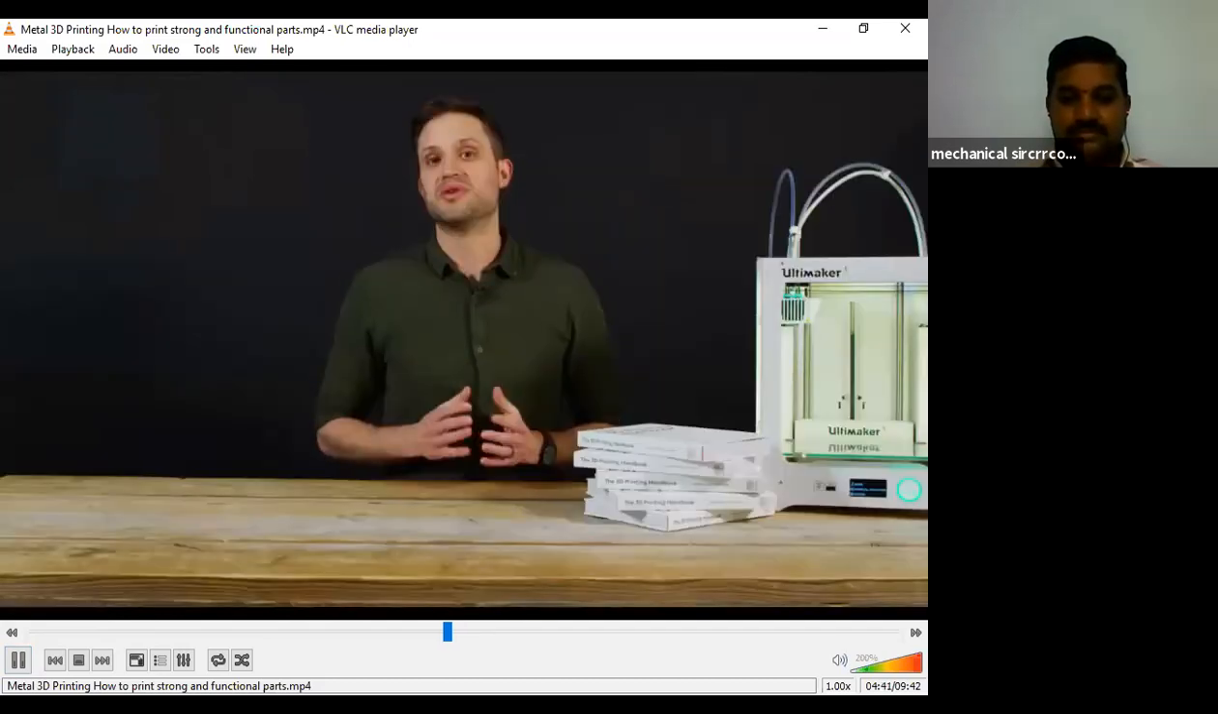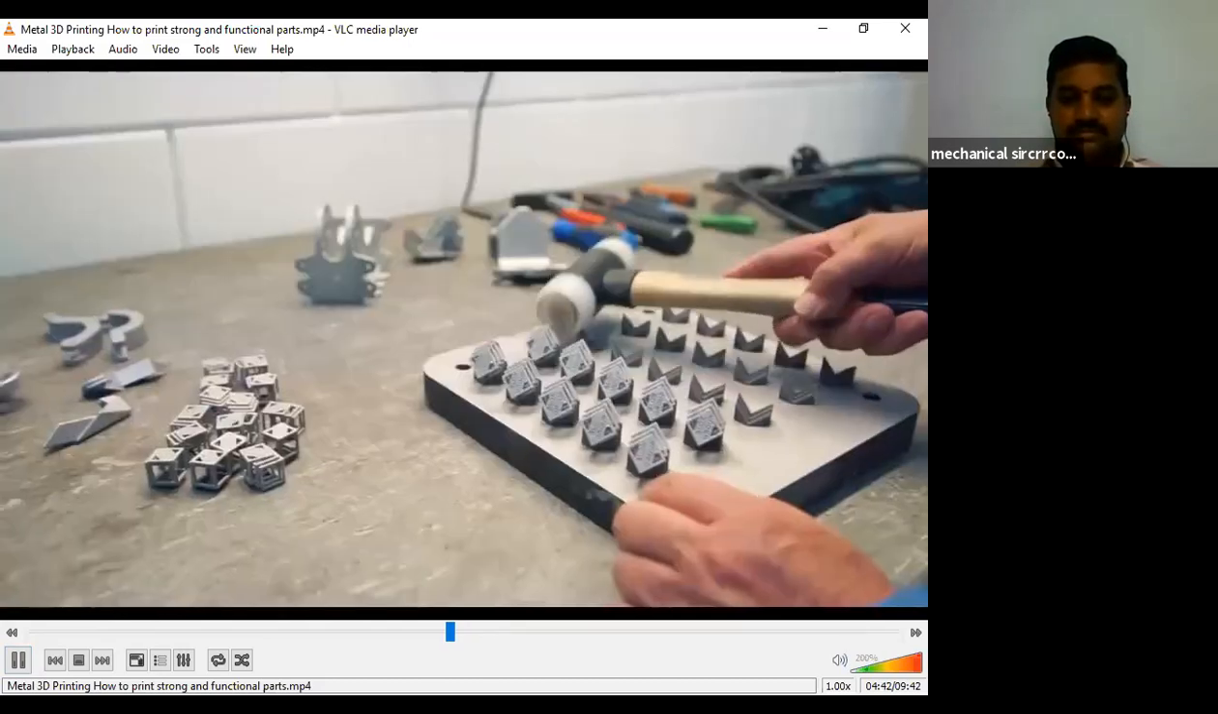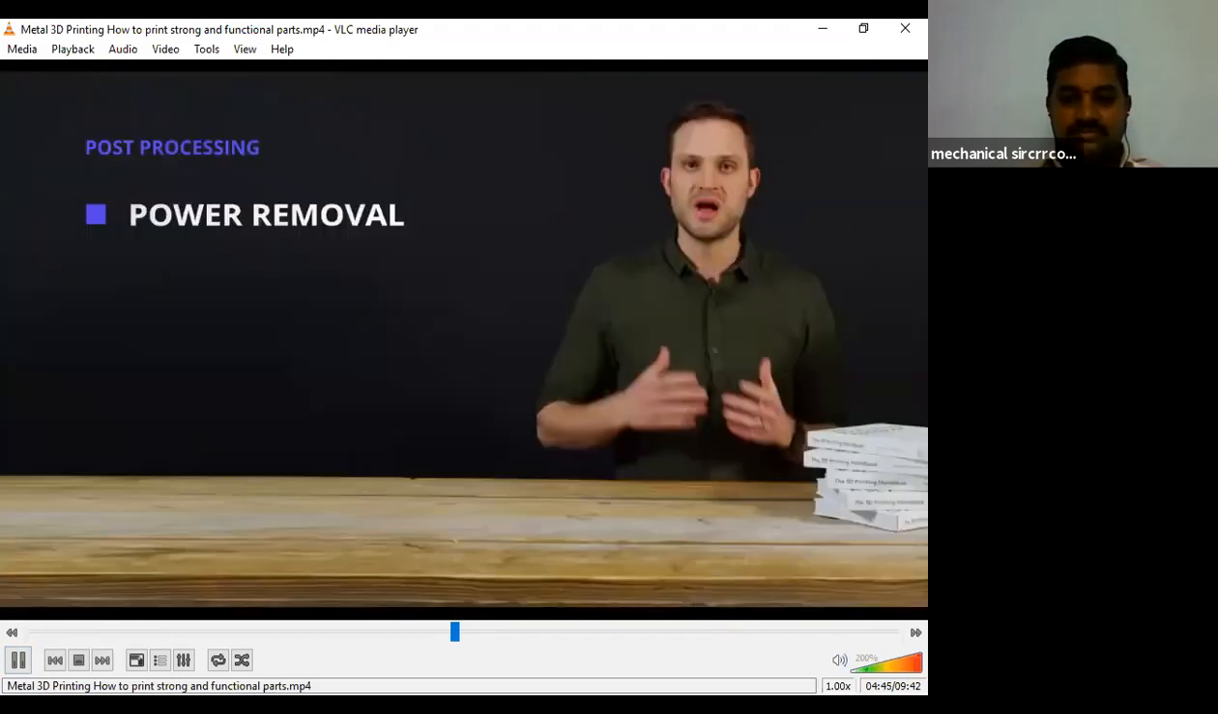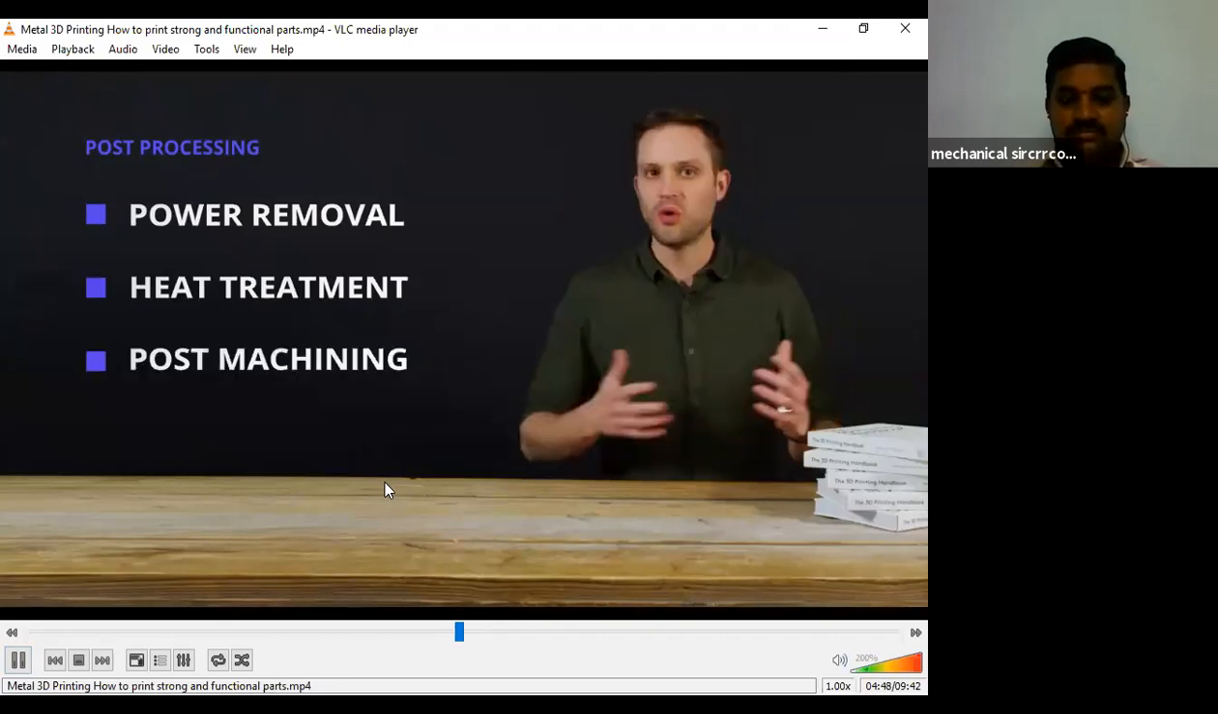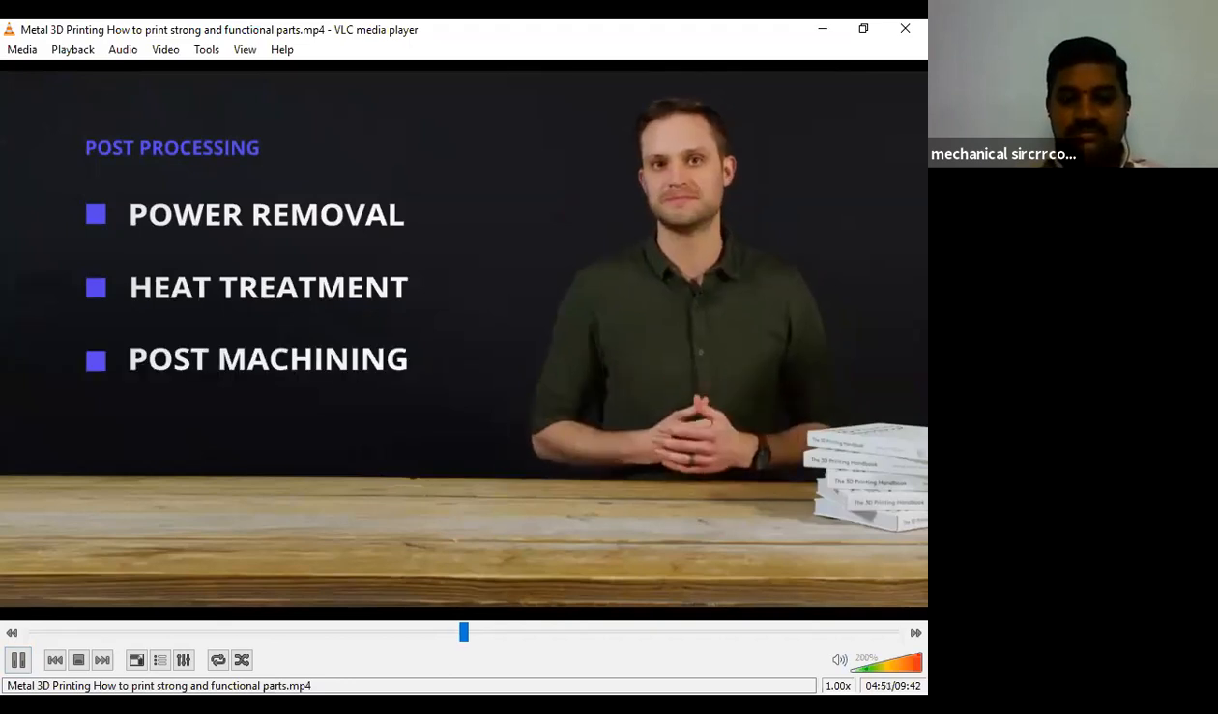Parts are never ready to use straight off the build platform. Every metal 3D printed part requires some form of post-processing, be it powder removal, heat treatment, or post-machining. And all of this adds to the cost and lead time of production.